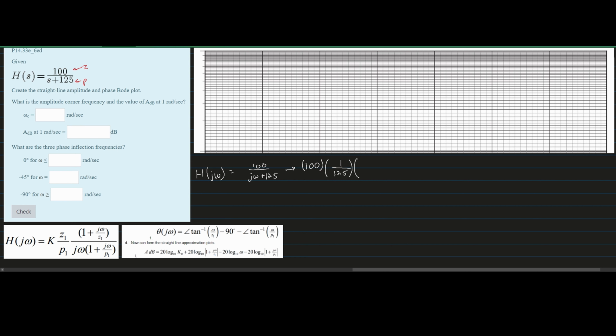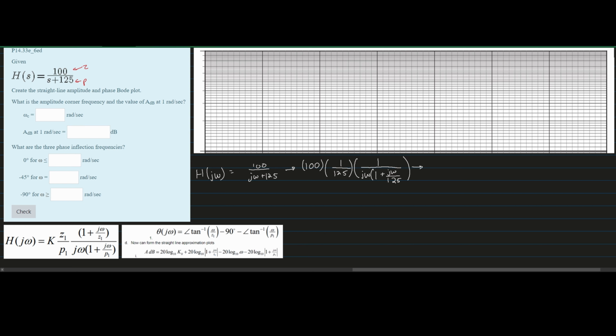Next, we're going to have the rest of our stuff. We have this top part. However, for this top part, we're not going to put anything in, only a 1, because we don't have any zeros. So we're just going to have 1 divided by our jω, and then 1 plus jω divided by our P1. And our P1 is 125. And so this is our equation.